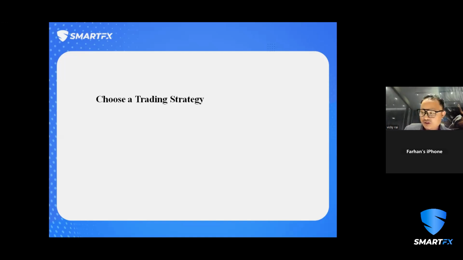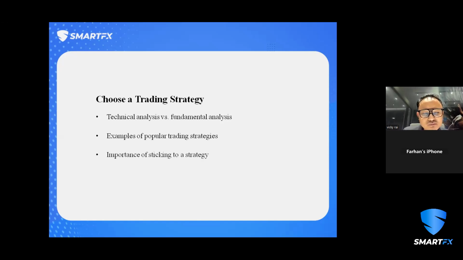Okay, choose our trading strategy. Technical analysis versus fundamental analysis. Examples of popular trading strategies. Importance of sticking to our strategy. All right, we're going to cover in detail technical analysis versus fundamental analysis, examples of popular trading strategies, and importantly, sticking to a strategy. Technical analysis and fundamental analysis are both very important, without which you cannot become a successful trader. You need to understand the technical aspect of trading and the fundamental aspect of trading as well.